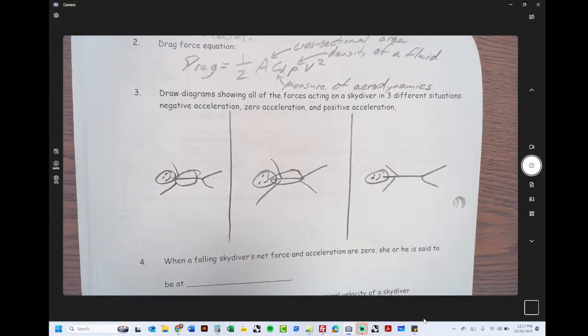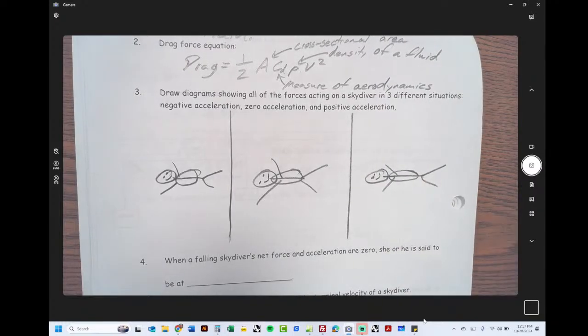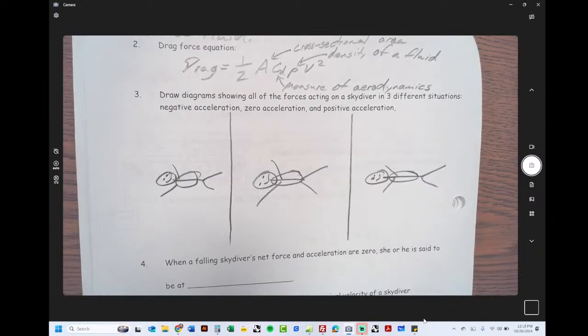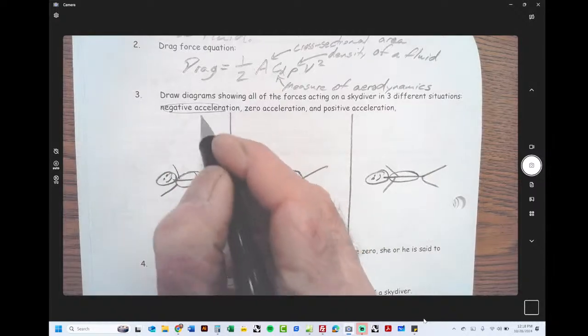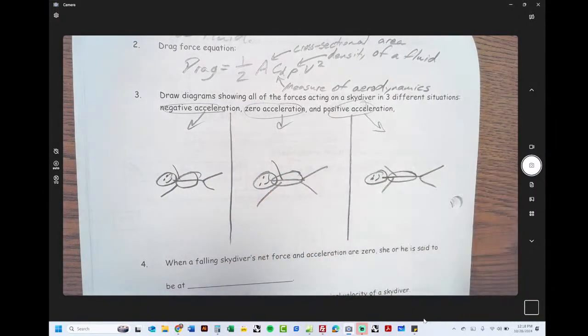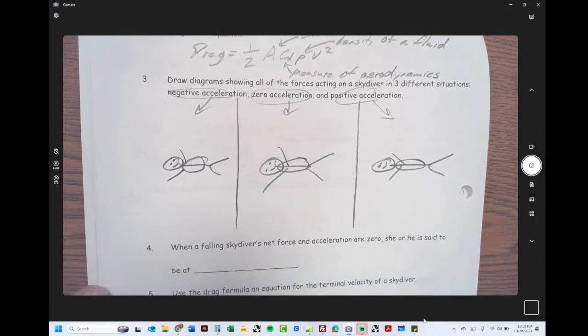All right. Does the third one not have a backpack? I guess maybe I still need to draw the backpack. Okay, I'm drawing the backpack again. They're supposed to be the same skydiver over and over. So this is going to be negative acceleration. This is going to be zero acceleration. This is positive acceleration. These are sort of some stages of skydiving.